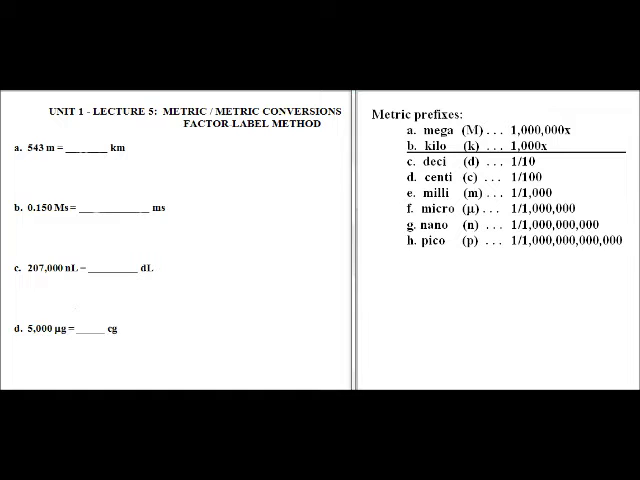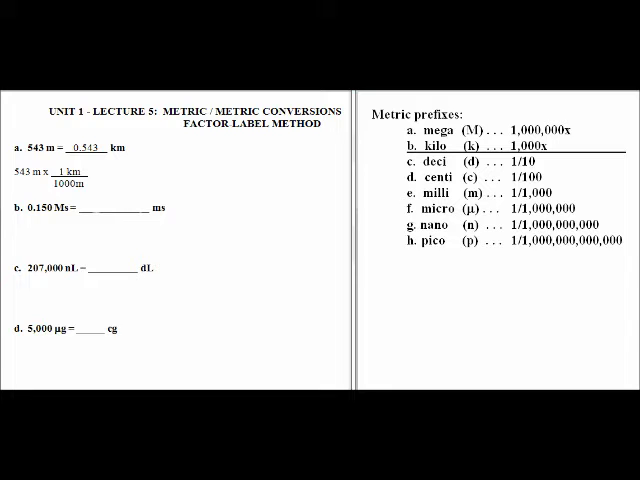We'll write out the problem by putting 543 meters times the fraction that we came up with, which is 1,000 meters to 1 kilometer, and then we'll solve. In order to solve this problem, we can see that the 1,000 meters is in the denominator of the fraction. This means that when we put this into our calculator, we're going to do 543 divided by 1,000 times 1. This tells us that 543 meters is equal to 0.543 kilometers.